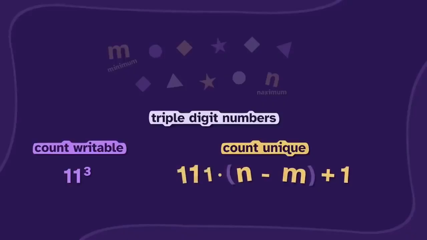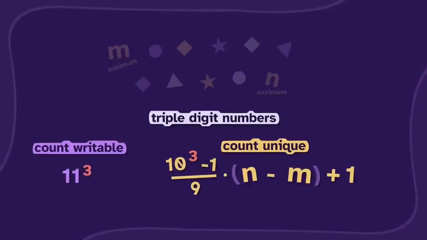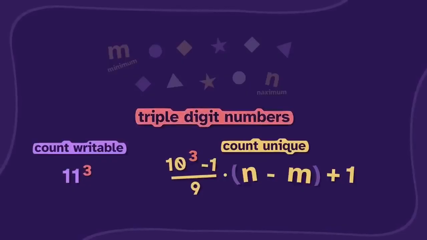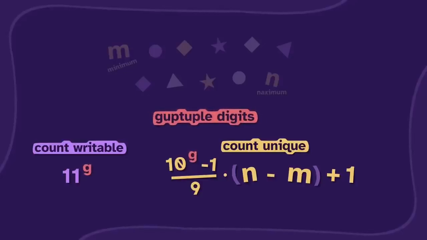Let's pull out the 111 and then make it ugly. Now we see a third power on each side. This is because we used the triple digits. We'd get fourth powers with quadruple digits, fifth powers with quintuple digits, and so on.